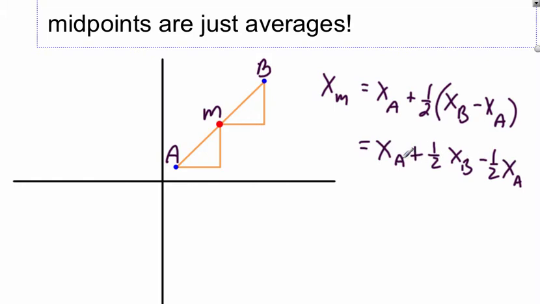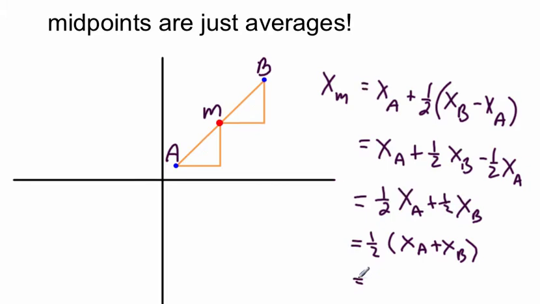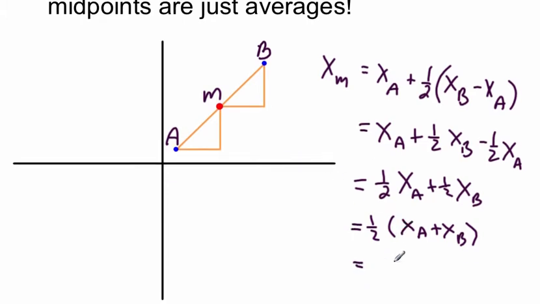And that 1/2 of x sub A subtracted from x sub A leaves us with a 1/2 of x sub A. So there we now have 1/2 of x sub A plus 1/2 of x sub B. And I'll now factor out the 1/2, and that leaves me with 1/2 of x sub A plus x sub B. And perhaps more familiarly, if I now take that sum of x sub A and x sub B and divide it by 2, x sub A plus x sub B over 2, we can see that in point of fact the x-coordinate for the midpoint is really just the sum of x sub A and x sub B divided by 2, which is the average of x sub A and x sub B.